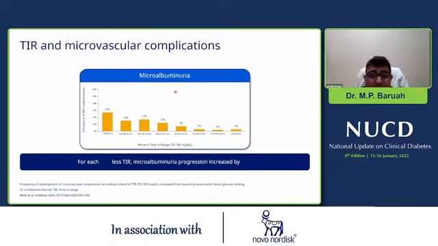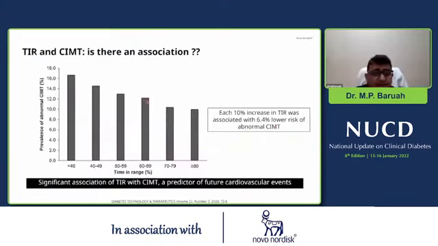Similarly, microalbuminuria is also quite strongly correlated with time in range. So if time in range increases, the chance of microalbuminuria decreases. There is also another very beautiful paper which shows that each 10% increase in time in range was associated with a 6.4% lower risk of abnormal carotid intima media thickness, which is a marker of macrovascular complications. So probably in future we will use time in range as another goal for decreasing macrovascular complications.